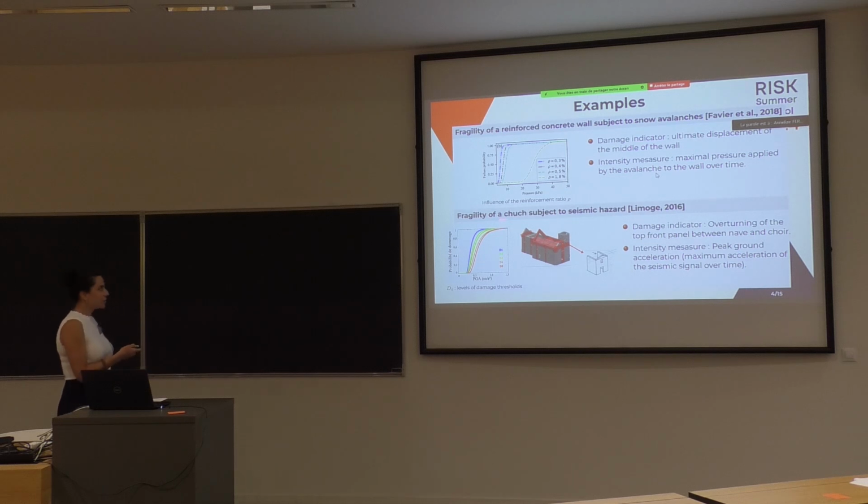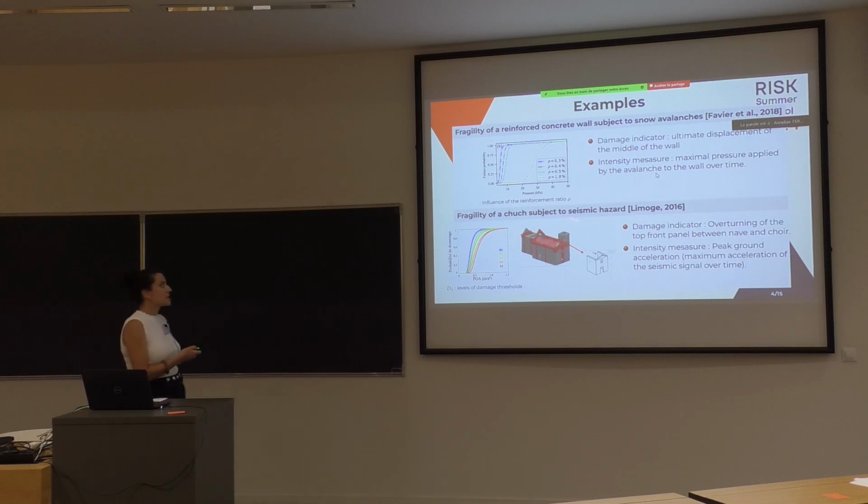Another example here, you have the fragility of a church, sorry, subject to a seismic hazard. Here the damage indicator is the overturning of this part of the church, so the top front panel between the nave and the core, given as intensity measure the peak ground acceleration, so it's the maximum acceleration of the seismic ground motion over time, which is a classical measure used for a seismic signal. It's not the only one, but it's a classical one.